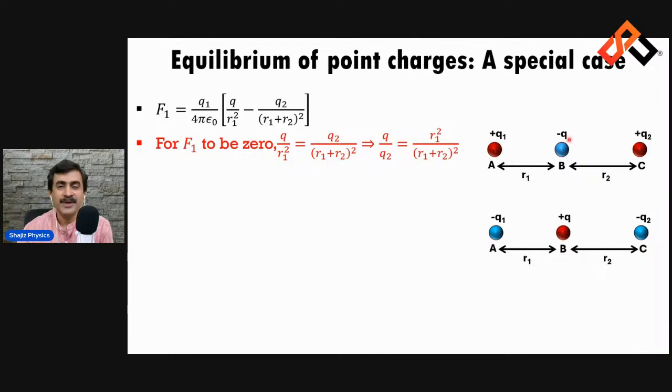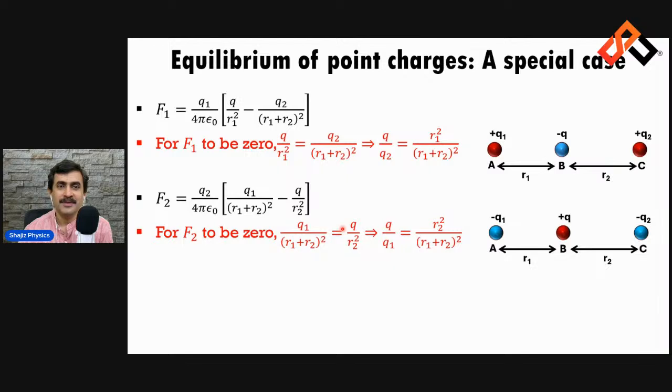Now it is easy to discuss the equilibrium condition for F2, or the second charge Q2. See, this is the equation for the net force acting on Q2: Q2 by 4 pi epsilon 0 into Q1 by R1 plus R2 the whole square minus Q by R2 square. Now, for F2 to be 0, these two quantities must be equal. Then only while subtracting one from the other, you will be getting 0. That is the implication. Now, what does it mean? That means Q by Q1. This Q1 can be taken to this side and R2 square to this side.